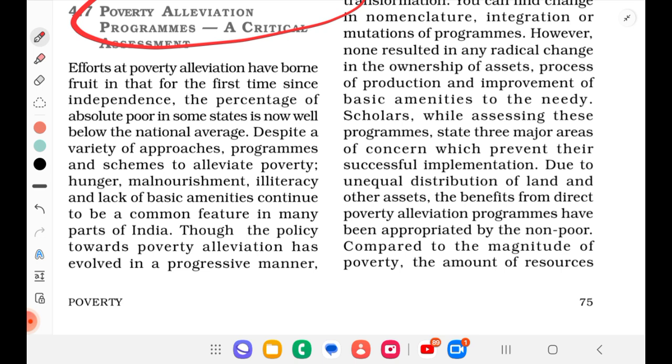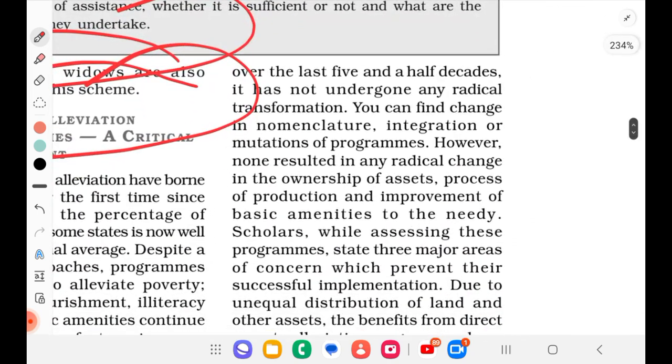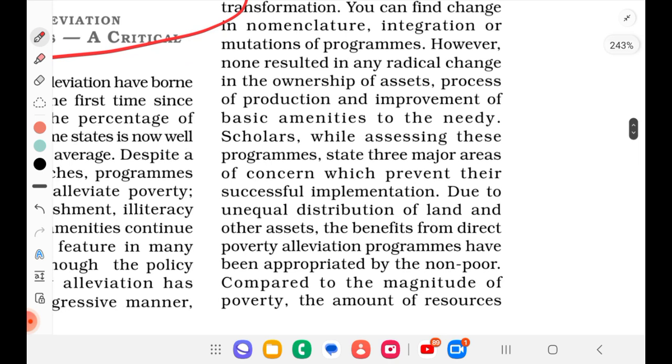Though the policy towards poverty alleviation has evolved in a progressive manner over the last 5.5 decades, it has not undergone any radical transformation. You can find change in nomenclature, integration, or mutations of programs. However, none resulted in any radical change in the ownership of assets, process of production, and improvement of basic amenities to the needy. Scholars, while assessing these programs, state three major areas of concern which prevent their successful implementation.